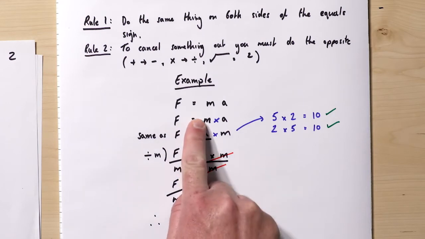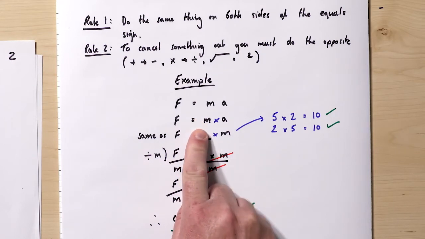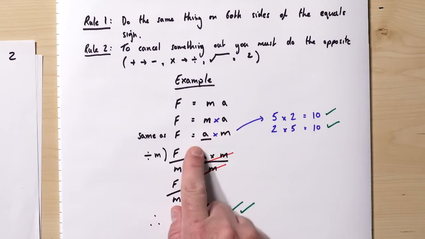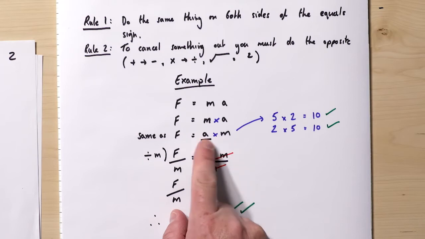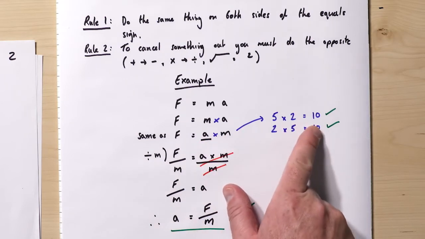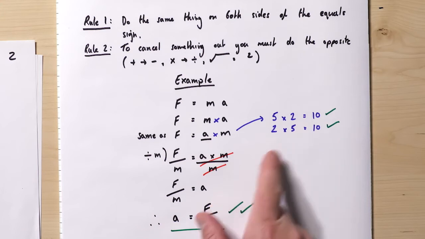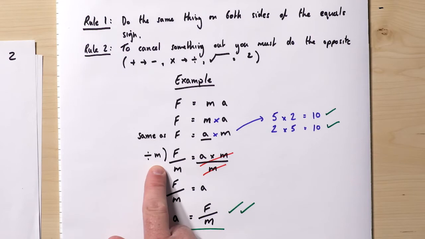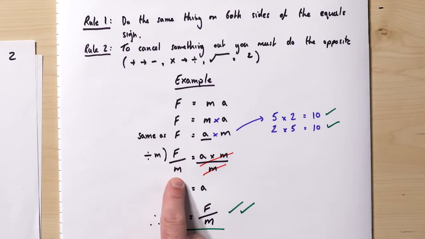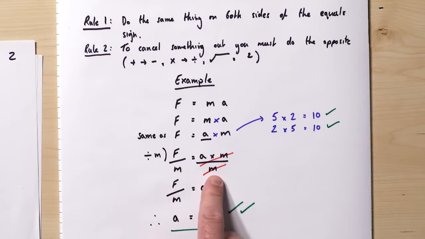So we started out with f equals ma, which we know means f equals m times a. We can change these around. If we want to find a on its own, we don't have to keep it on the end. We can move it to the beginning, because we know that a times m is going to be the same as m times a, in the same way that 5 times 2 equals 10 and 2 times 5 equals 10. So to get rid of this times m, we can divide by m, do the opposite, and we've got to do that on both sides of the equation, as the rules say. So we divide one side by m and we divide the other side by m. But then we realise there's no point having something times m and then dividing by m.